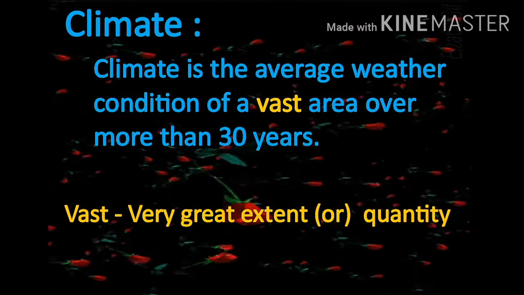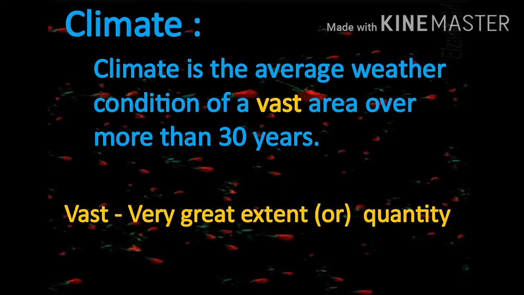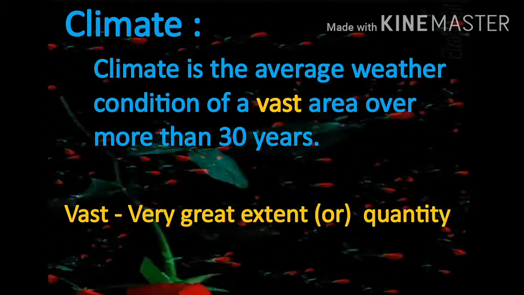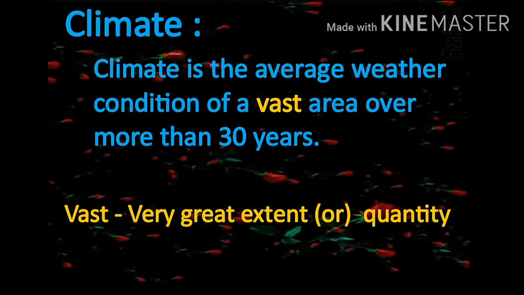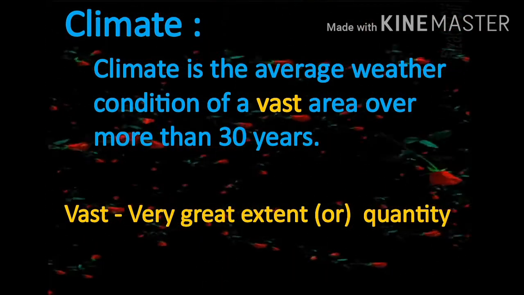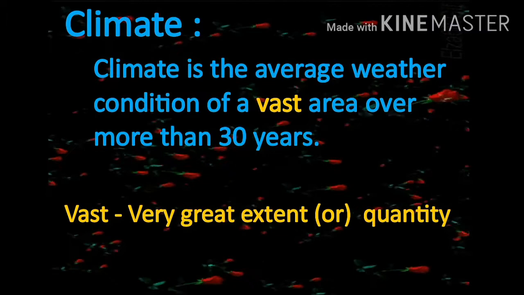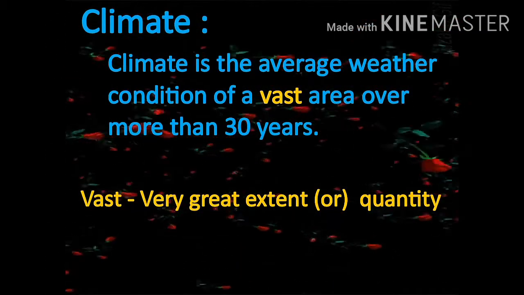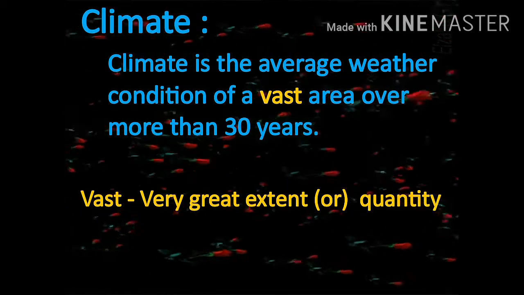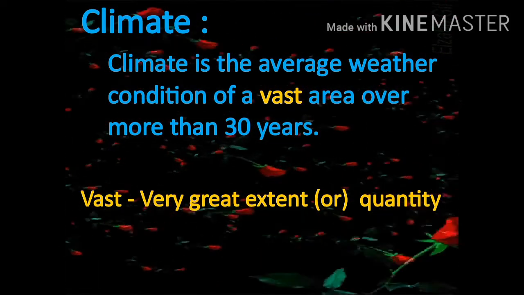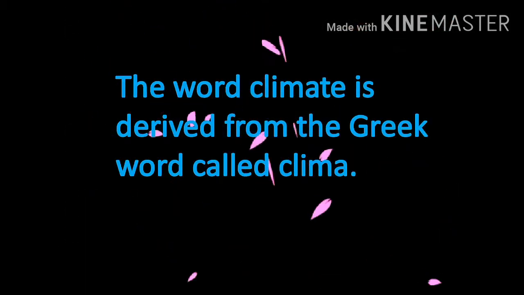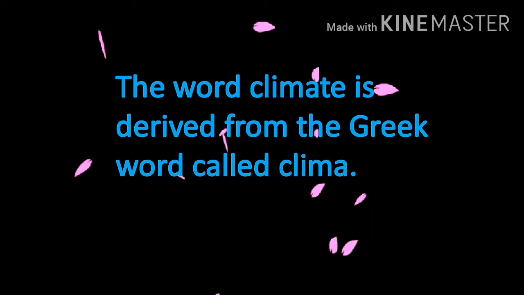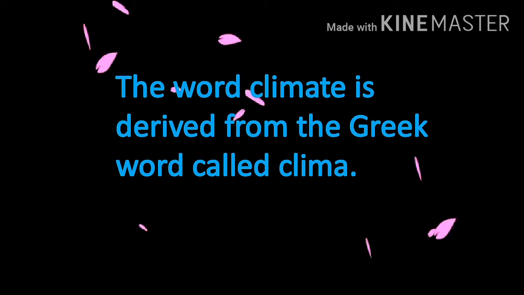Climate is the average weather conditions of a vast area over more than 30 years. Vast means very great extent or quantity. And the word climate is derived from the Greek word clima.